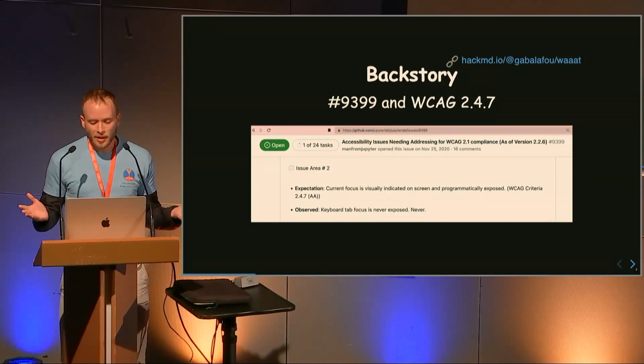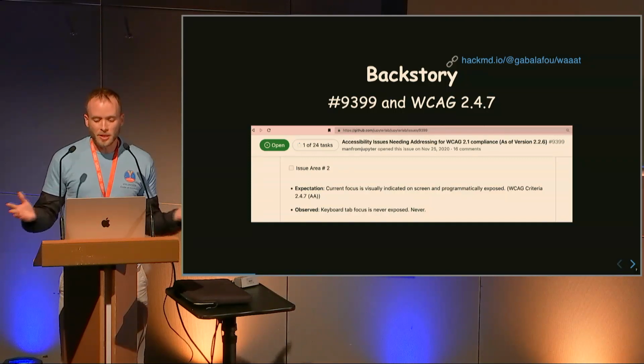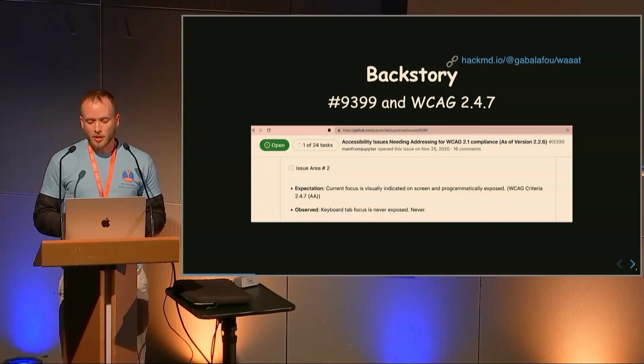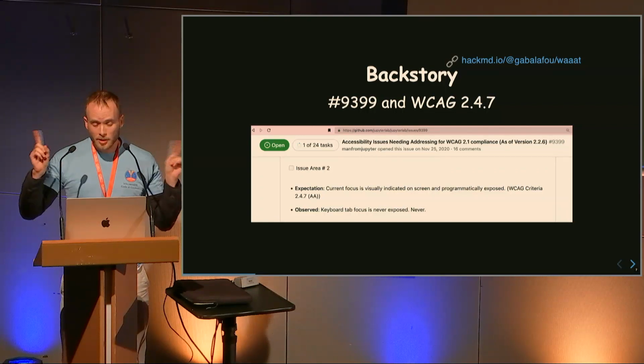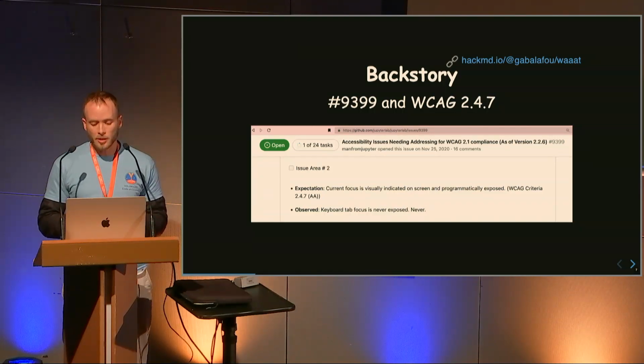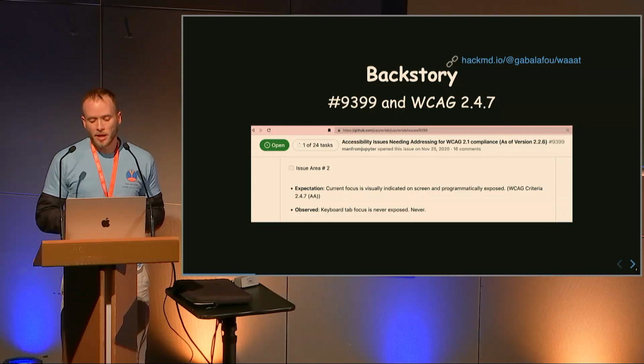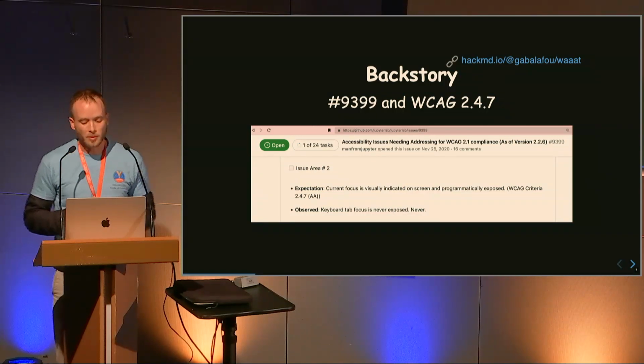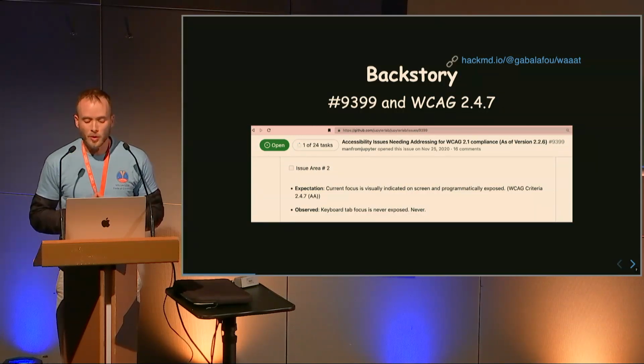Number 9399 is a bit infamous, not just for the air of mystery, but also because it's a massive, extensive accessibility audit of JupyterLab. And I would like to draw your attention on this slide to just one small part of 9399, just one accessibility issue out of many reported in that audit. In this one area, Man from Jupiter points out that the JupyterLab version 2.2.6 was not following the Web Content Accessibility Guideline number 2.4.7, which is about making focus visible.